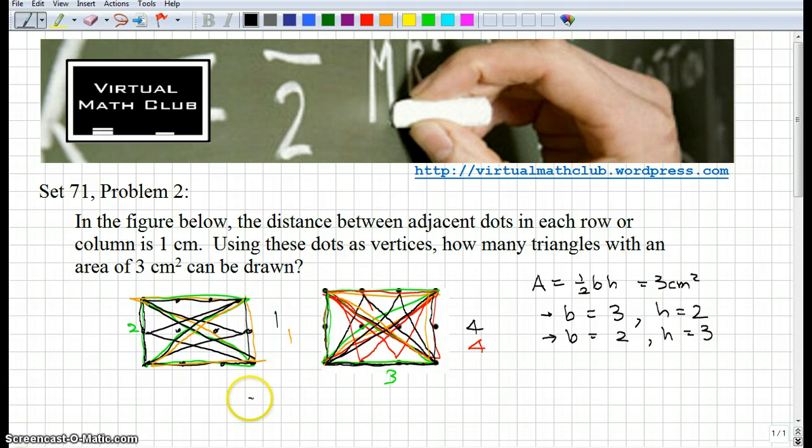And so now if we just add those up, we had 2 of this type and we have 8 of this type. So we have a total of 10 triangles that we can draw that have an area of 3 square centimeters.